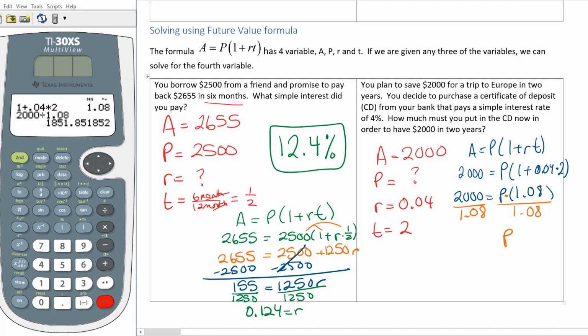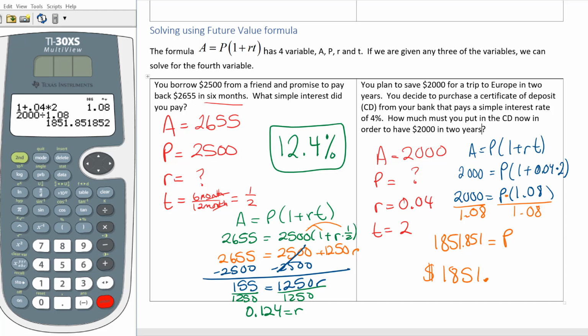and the P is 1851.851. Okay, so what does this mean? P, that was a present value. How much must you put in the CD now in order to have $2,000 in 2 years? So this is going to be an amount of money. So we have $1,851, and then we have some cents here.